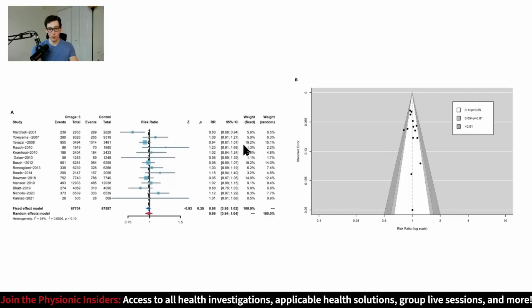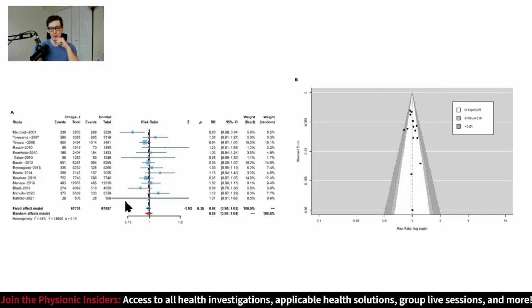Let's go ahead and walk through this a little bit. I'm going to give you a little bit of a taste of how to read this. So on the left side here, we've got all the studies. We've got the total number of participants in each study for the omega-3 versus the control. And usually the control in these situations is some form of placebo, or some sort of standard of care that the omega-3 group also receives. So that's usually a pretty tight control, which is nice.